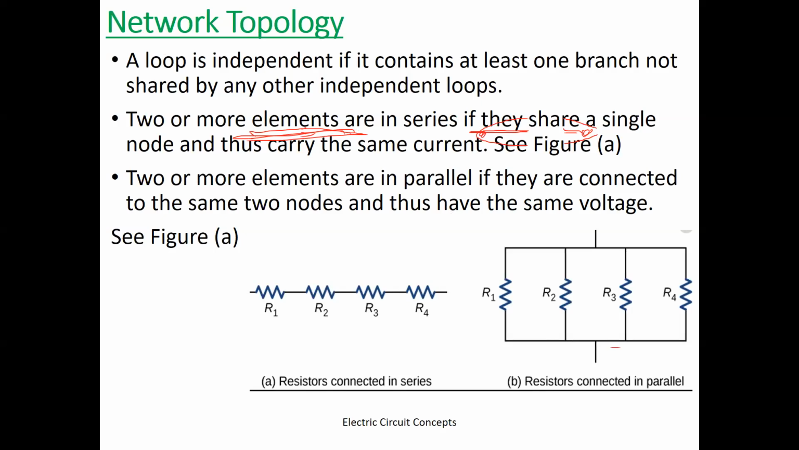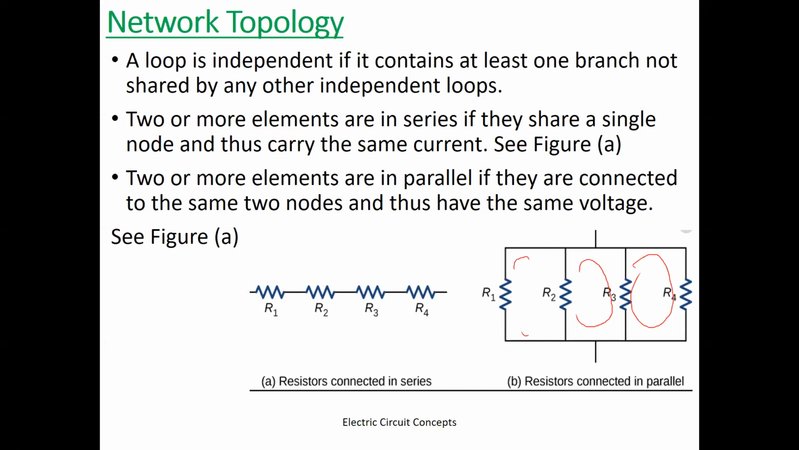Network topology: a loop is independent if it contains at least one branch not shared by any other independent loop. Now again, this definition might be a little bit difficult, but I will explain an easy way. What does loop mean? A loop means a closed circuit. This is closed here. Okay, closed.